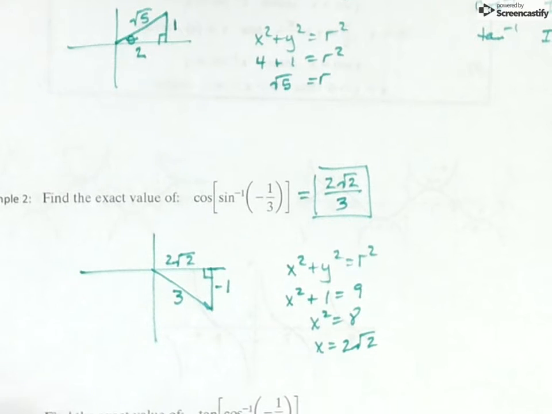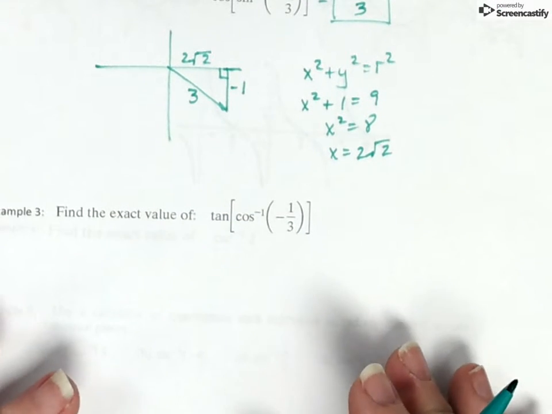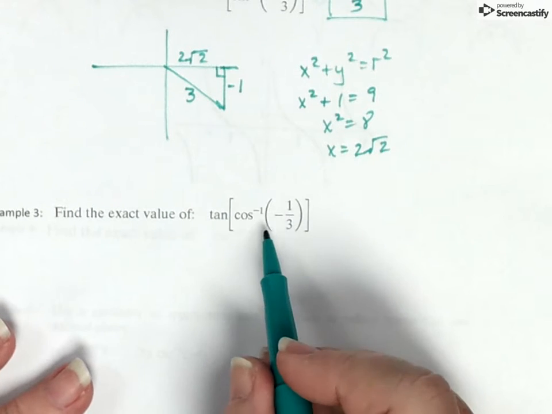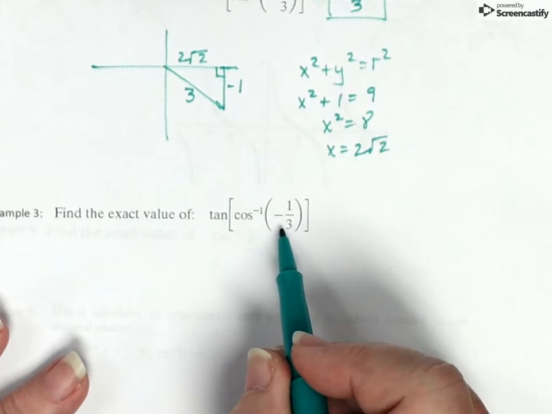Problem done. The last problem that we have is tangent and cosine. Now, cosine is negative in quadrant 2.